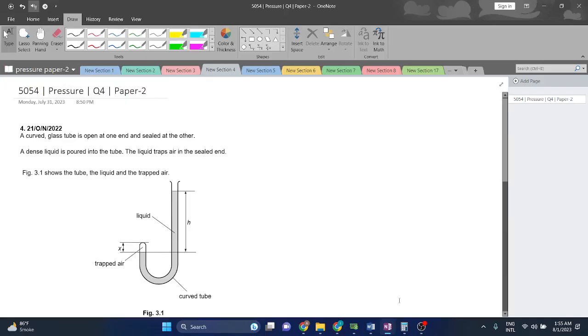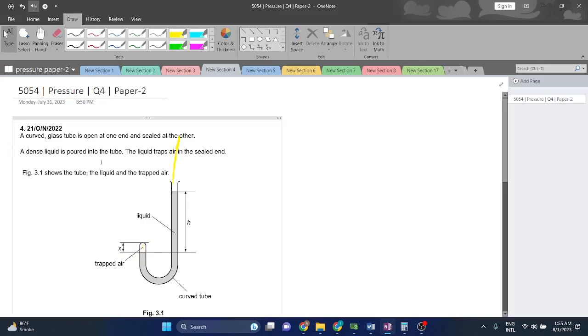Welcome back, guys. अब हम करेंगे question 4, paper 2, 5054. Let's start. Question 4. A curved glass tube is open at one end and sealed at the other. It is open at this end and atmospheric pressure is acting, and it is sealed at one end and air is trapped inside this area.